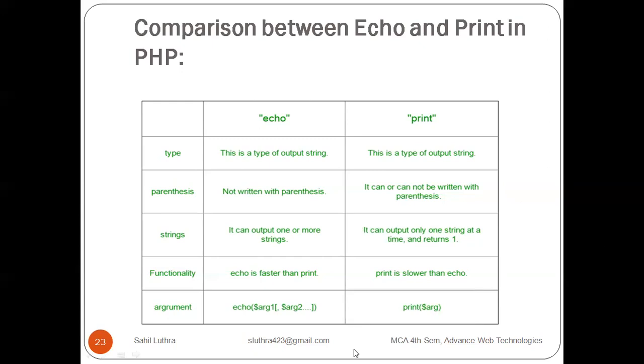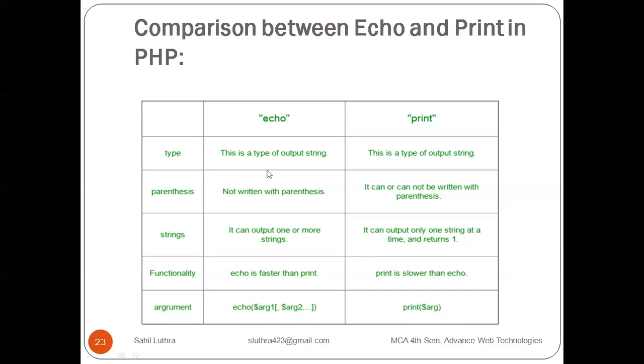So what is the syntax? Print takes the form print followed by a dollar argument. This is the major difference between echo and print. In echo, you can pass multiple arguments, but in print you can pass only one argument at a time. So this is a major difference.